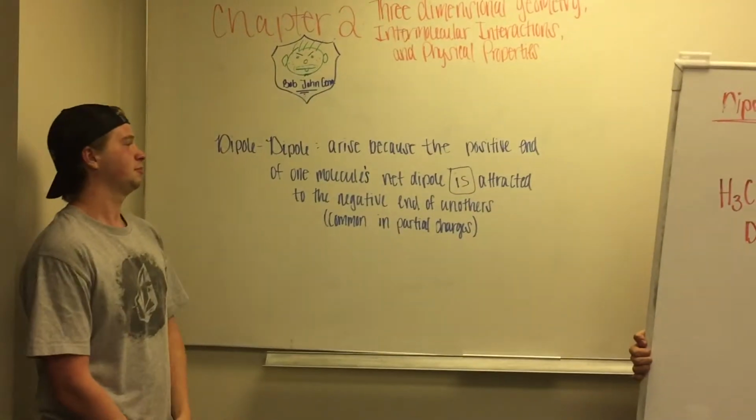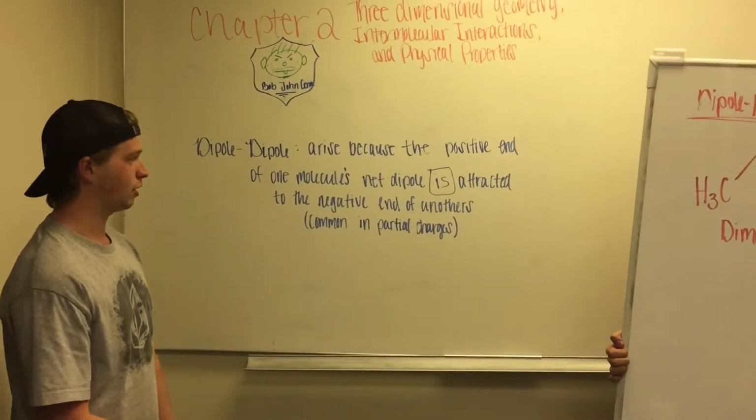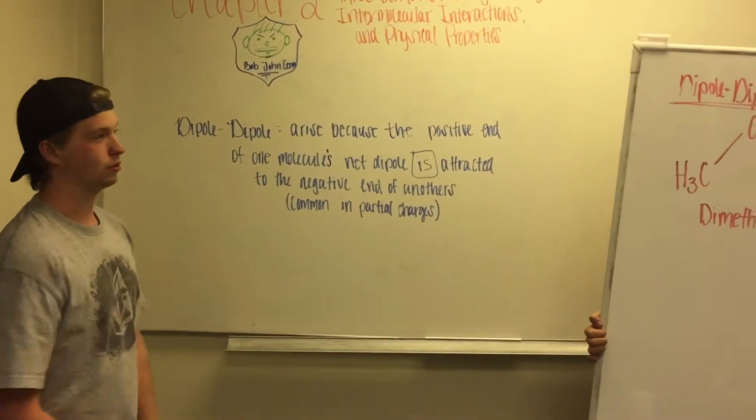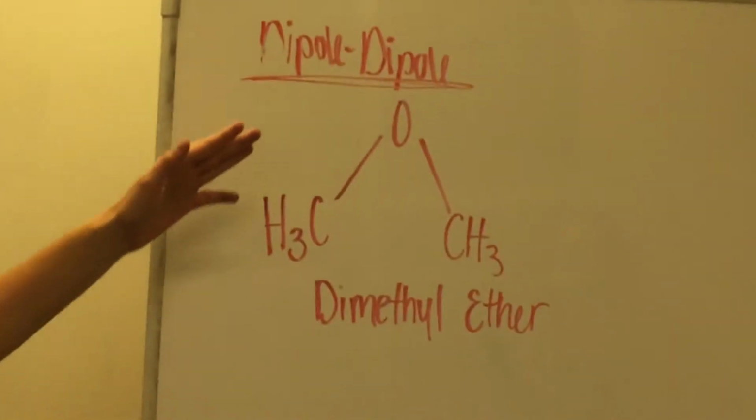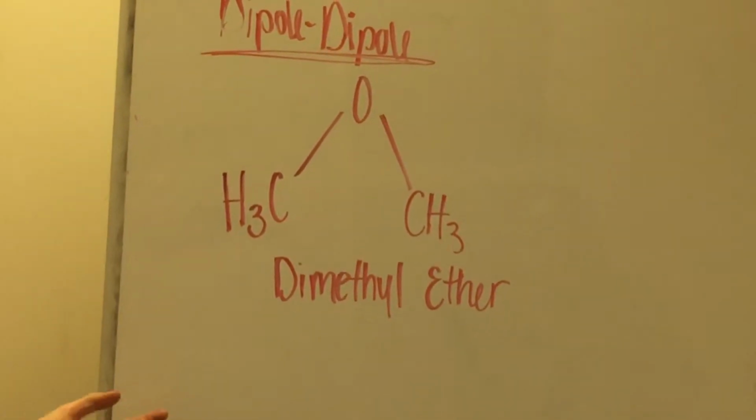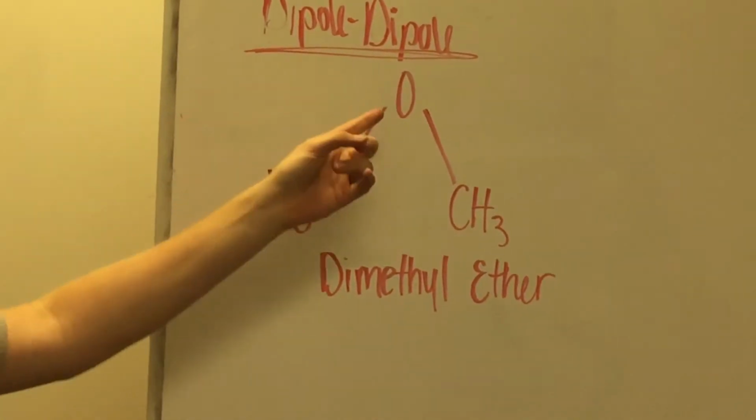Dipole interactions arise because the positive end of one molecule's net dipole is attracted to the negative end of another's. Here we can see a dipole-dipole interaction. We have oxygen, which is highly electronegative, and carbon, which is not so electronegative. The electrons from the carbon will be attracted to the oxygen, creating the dipole-dipole. Now we're going to be talking about hydrogen bonding.